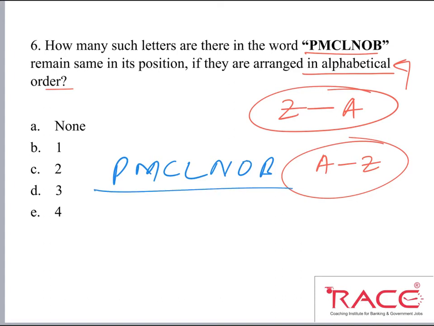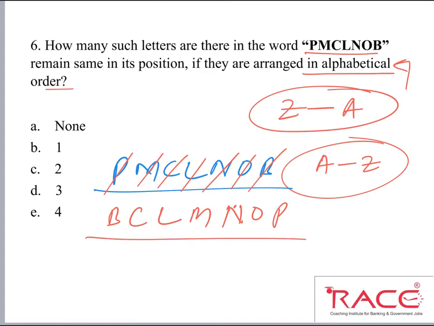What we have to do is arrange them in alphabet order. So in alphabet order, first is B, 2, then C, 3, then L, 12, then M, 13, N, 14, then O, 15, and P, 16. If you are comfortable with the numbers and the letters, you can solve it in this way, and if you are not, write the values first: P is 16, M 13, C 3, L 12, N 14, O 15, B 2. After writing the values, write them in ascending order.